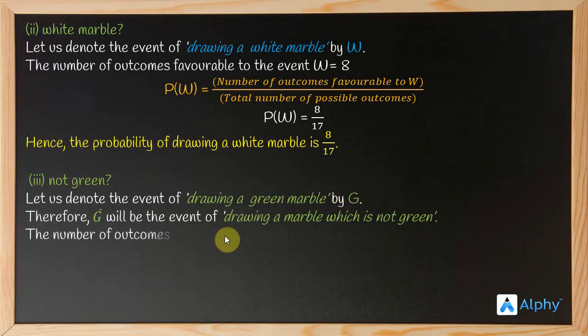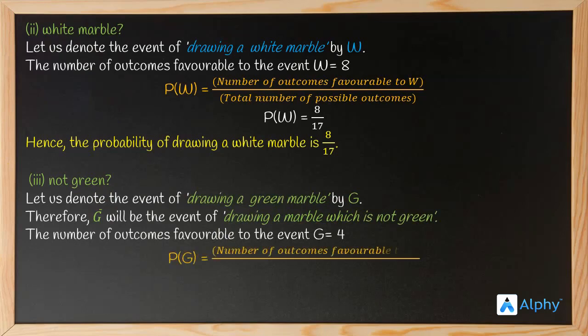Now, the number of favorable outcomes to the event G will be 4 because we have a total of 4 green marbles in the box. The formula for finding the probability will be P of G is equal to number of outcomes favorable to G by total number of possible outcomes. The number of outcomes favorable to G will be 4, which is the total number of green marbles present in the box, by total number of possible outcomes, which is 17, because there are a total of 17 marbles present in the box. Therefore, the probability of drawing a green marble will be 4 by 17.